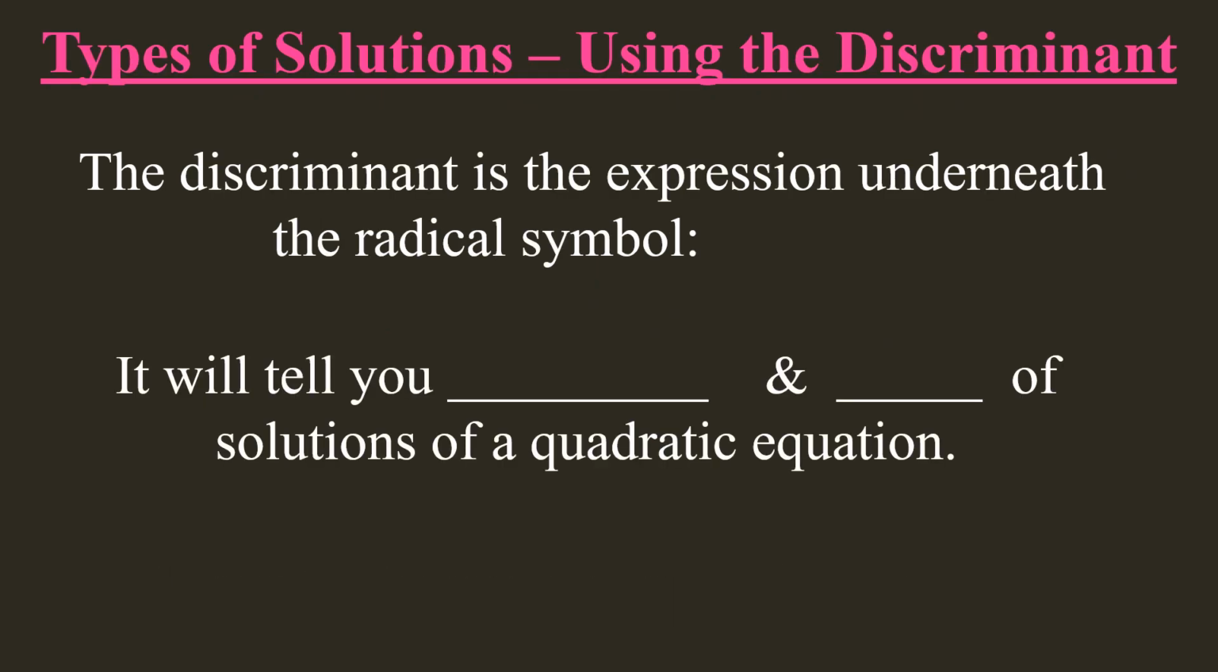So the discriminant is part of the quadratic formula, and it's the expression that's underneath the radical symbol. It's the b squared minus 4ac. This portion of that formula will actually tell you the type and the number of solutions to your quadratic equation. So we can have different types of solutions.